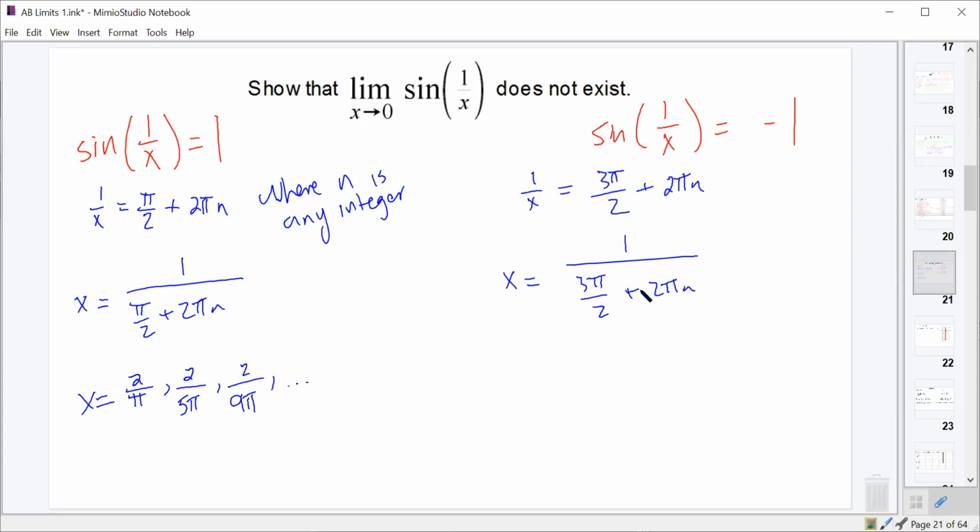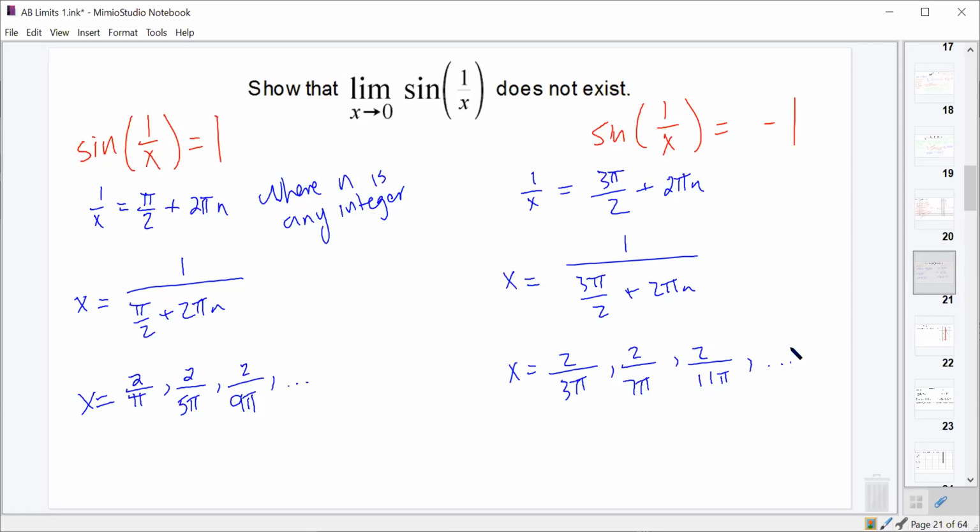And then what about over here? If n is 0, I've got 1 over 3 pi over 2, which is 2 over 3 pi. And then if I add 2 pi to that, that's going to be a 7 pi over 2 down here. So I'm going to get 2 over 7 pi. And the denominators are just going to increase by 4 pi each time over here also, right? Just on a slightly different interval there.